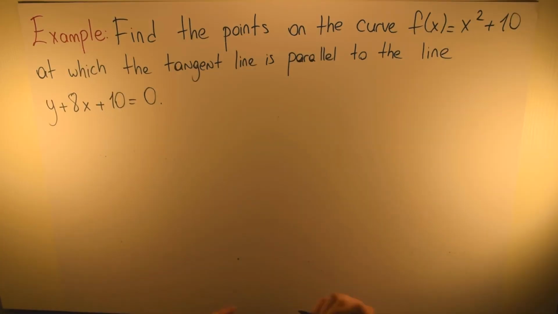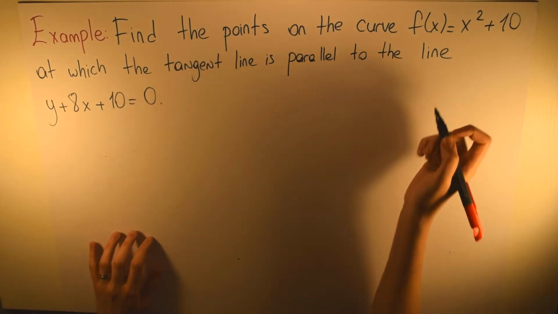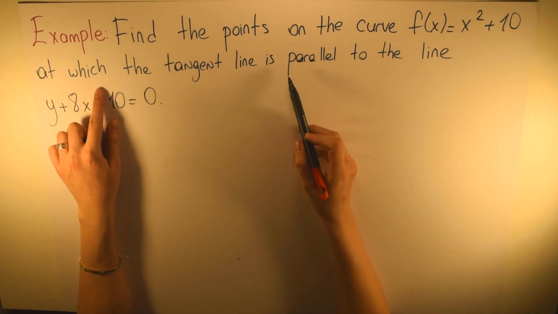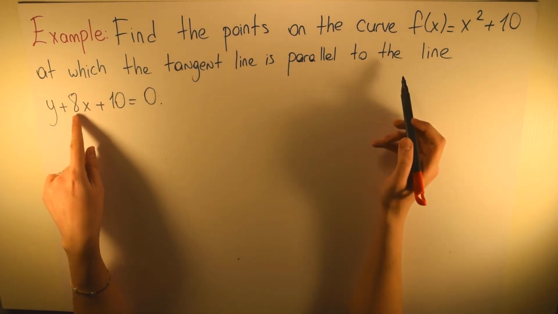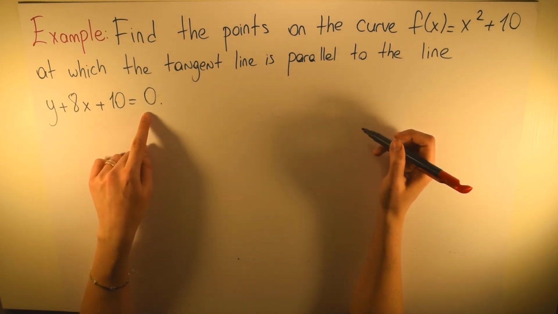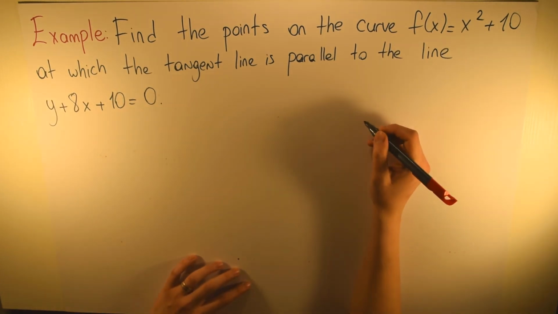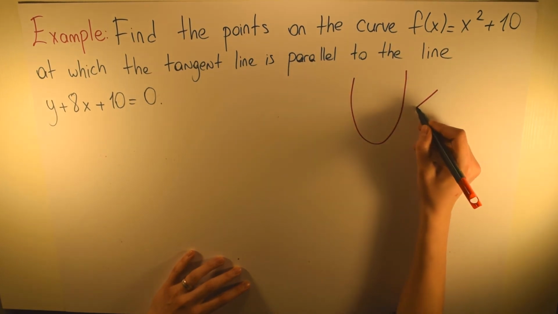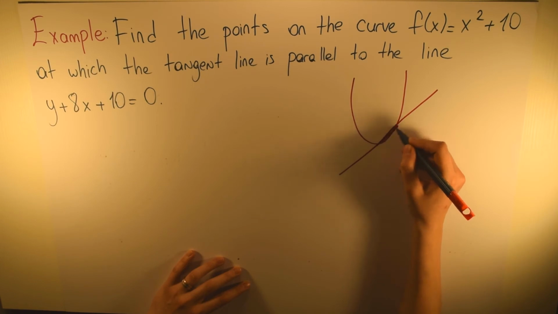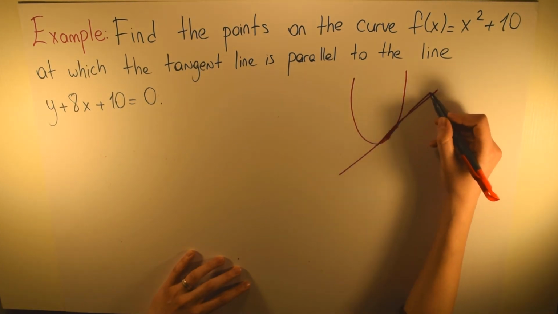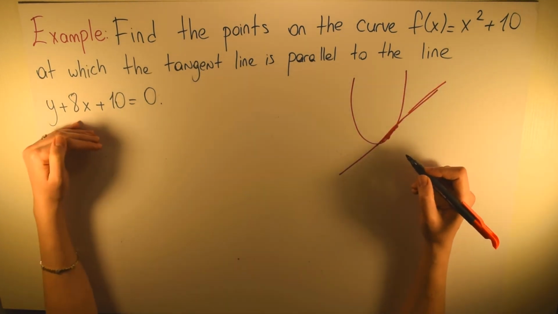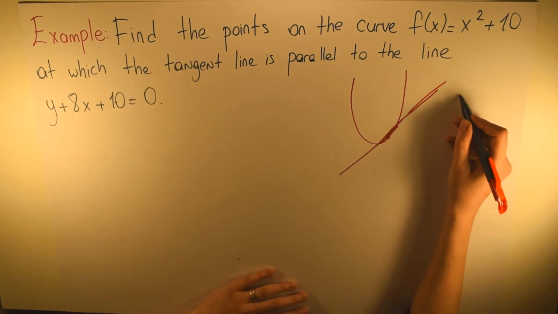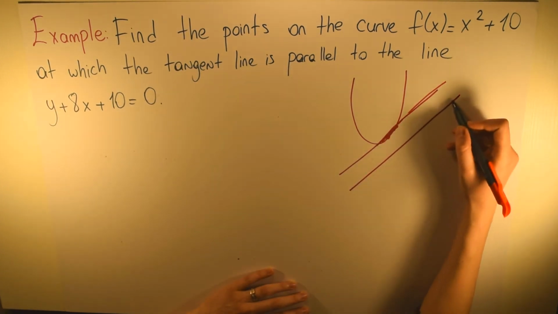Let's look at this example. Here we have: find the points on the curve f of x is equal to x squared plus 10 at which the tangent line is parallel to the line y plus 8x plus 10 is equal to 0. So let's say this is our curve of f of x, okay, and we have here our tangent line. Oops, sorry, this is our tangent line. Okay, so let's say this is our tangent line. So it says that this line is parallel to our tangent line. So also this line is something like this, okay?